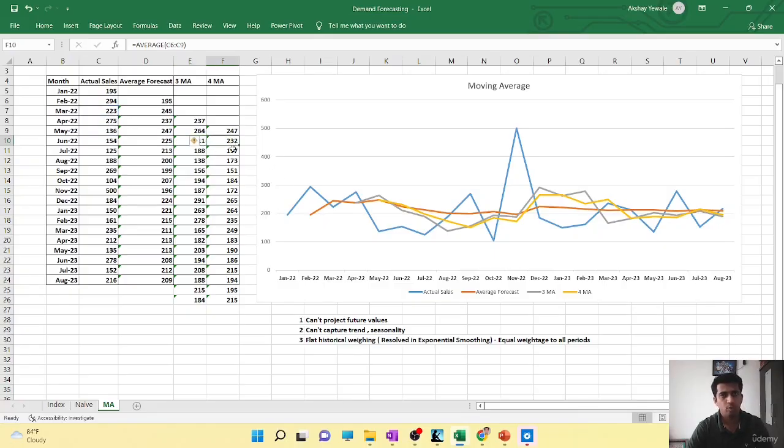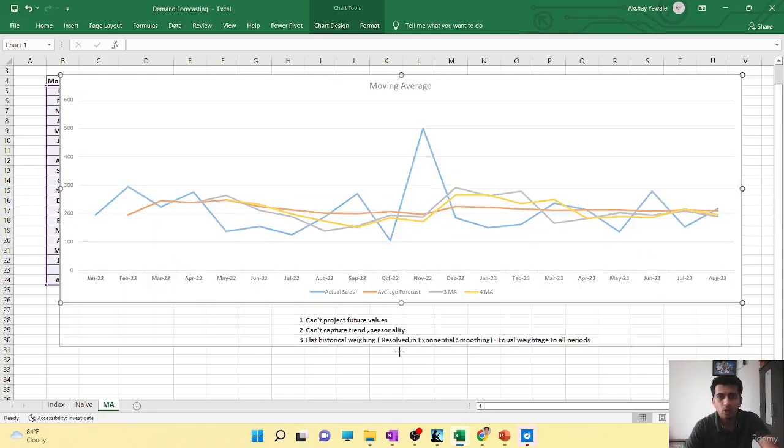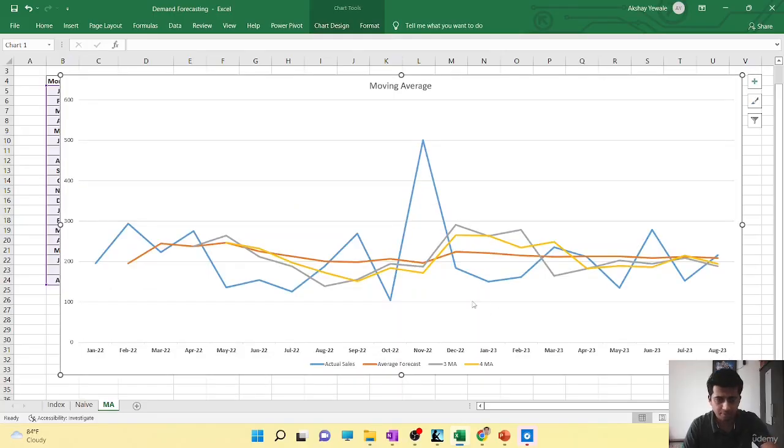And that way you can do a 4 months moving average, a 5 months moving average. You take the past 4 months average for the current period, the previous 4 periods average. So that's how you calculate different variations of moving average: 3 months, 4 months, 5 months. If you see the graph again, let me just zoom it out. Let us see how the forecast varies when we do a 3 months moving average or a 4 months moving average. Let me just remove the orange line, the average forecast.